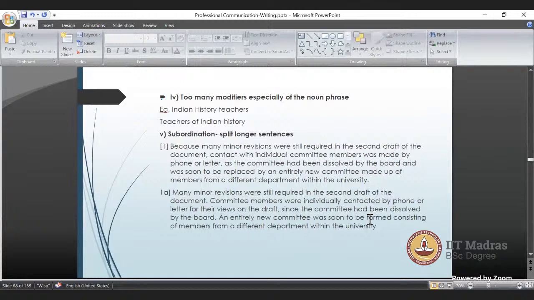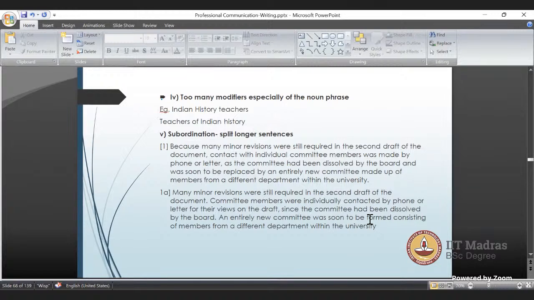Because many minor revisions were still required in the draft of the document, contact with individual committee members was made by phone or letter, as the committee had been dissolved by the board and was soon to be replaced by an entirely new committee made up of members from a different department within the university. Okay, what do you understand? Too many things together. I think it is going to take them some time to wrap their head around this. Very long, breathless sentence.